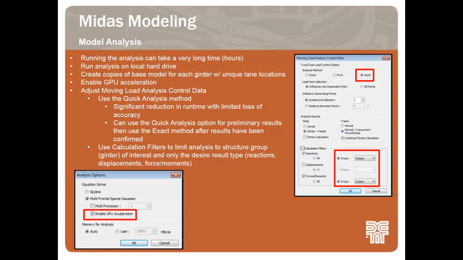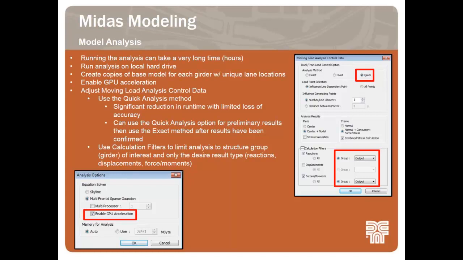You can create copies of your base model for each girder being rated, and for those models can have separate live load definitions rather than having too many lanes for one model to be ran at a time. I believe it's a default, but there's a GPU acceleration option that essentially allows your Midas to use more memory of your computer and slow down other applications, but make the analysis run faster.